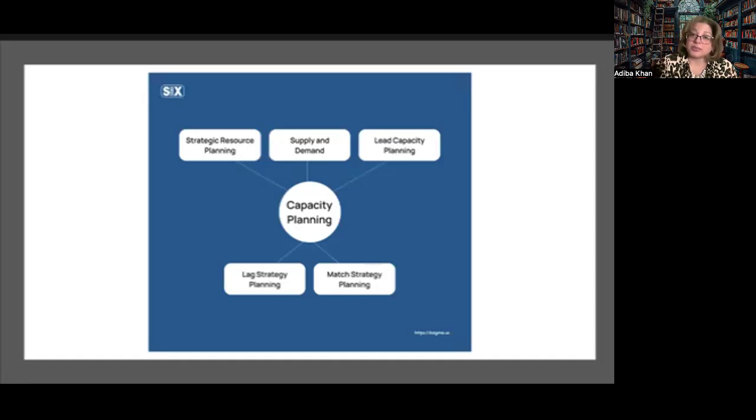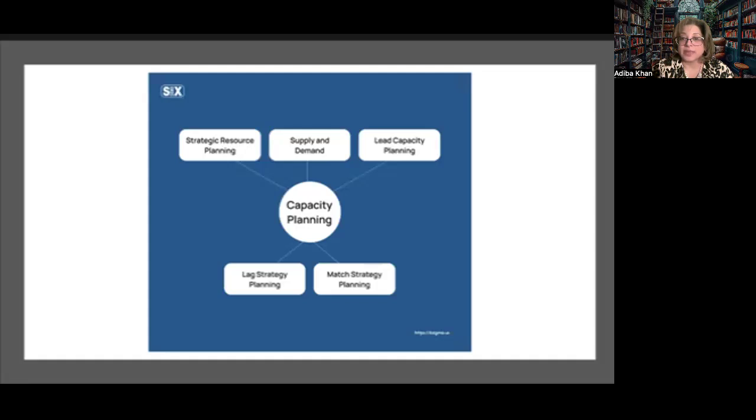Now, another approach would be the match strategy planning. The match strategy planning approach combines the strengths of both lead capacity planning and lag capacity strategies, but it offers more of a balanced and dynamic solution to capacity planning. Now, this strategy is going to require you to continuously monitor the actual demand, the market trends and forecasts, and then you would incrementally adjust that capacity to match any observed patterns that you see. So it's kind of like the middle ground if you're not comfortable with making drastic changes. But again, it depends on the industry that you're in before you just write it off.